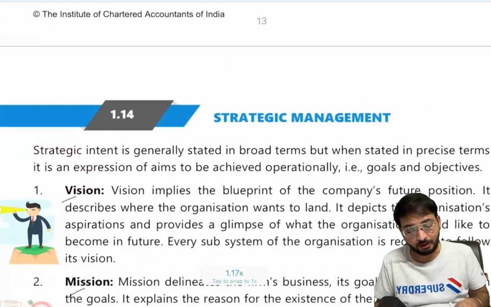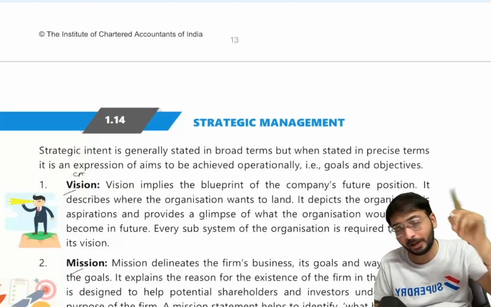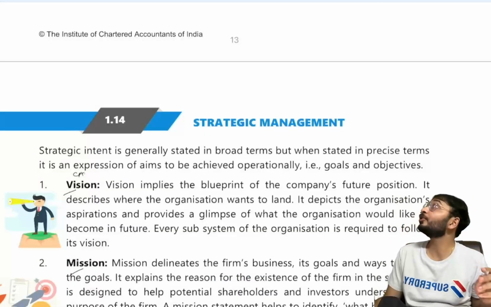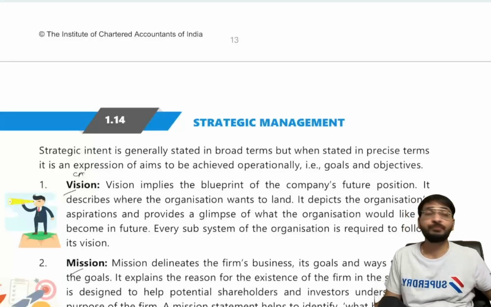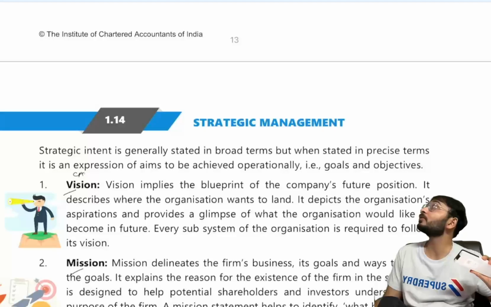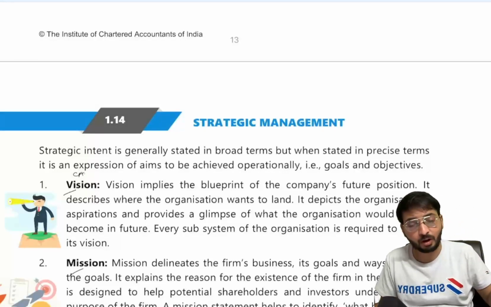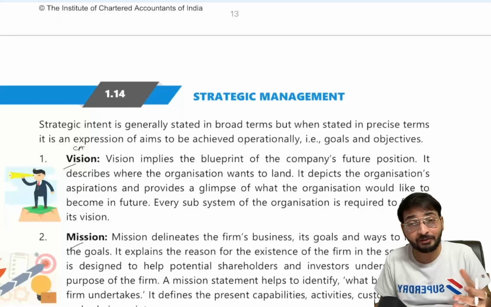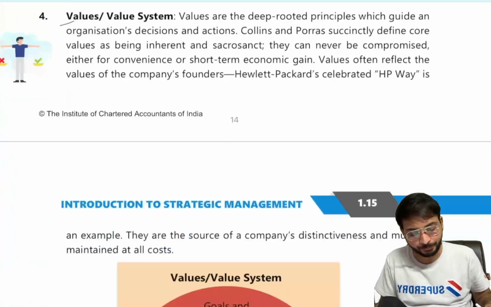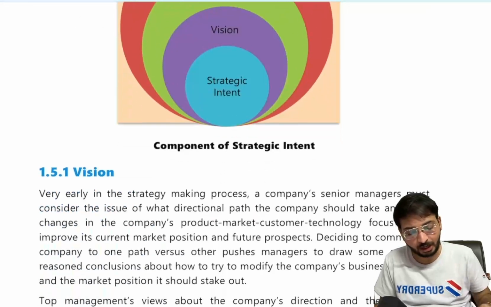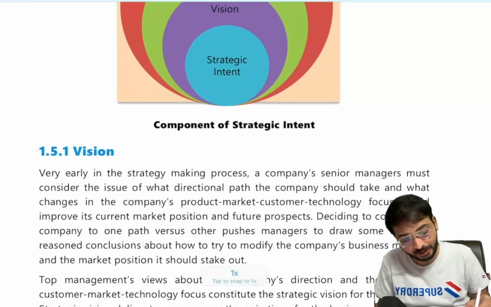Now, vision. Vision is clearing CA. In future, what you want to become is called vision. Just a second. Yes, in future, what you want to become is called what? Vision. For that, where you are right now in your current position is called mission, right? So, we will discuss each one by one. What is called vision? Vision is called the directional path in the future.